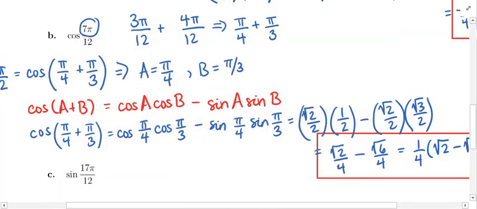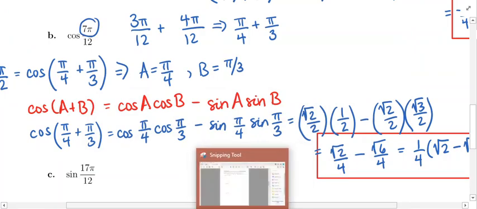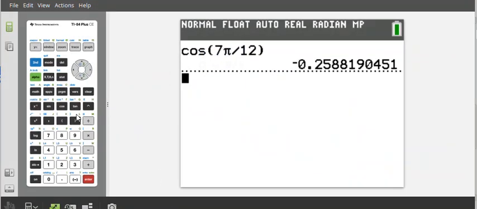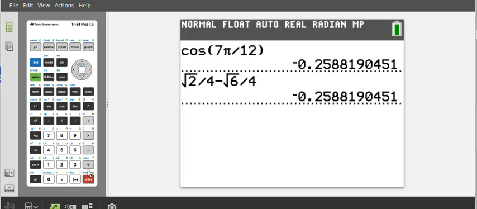I got the square root of 2 over 4 minus the square root of 6 over 4. If I get the same decimal expansion, I know I did this correctly. So let's punch it in. Square root of 2 over 4 minus square root of 6 over 4. I am good to go.